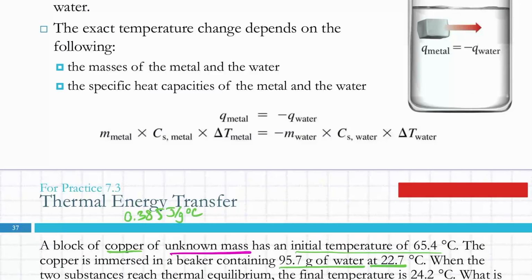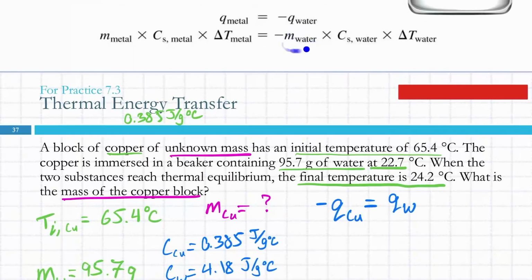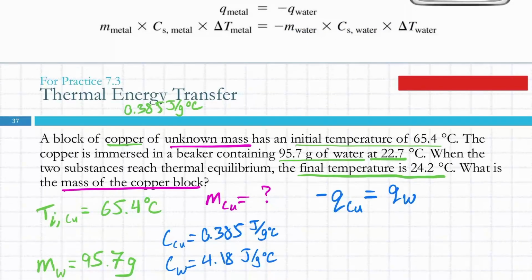And then we do this substitution. So we sub in negative mcΔT. In this case, the Q of the copper part is going to be the negative side, so negative mcΔT. If you don't get this negative in here, you're going to get a crazy answer.